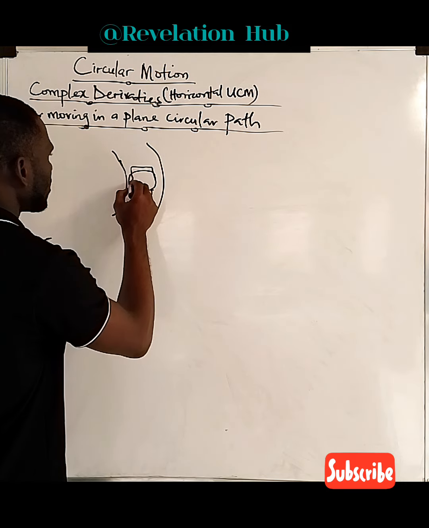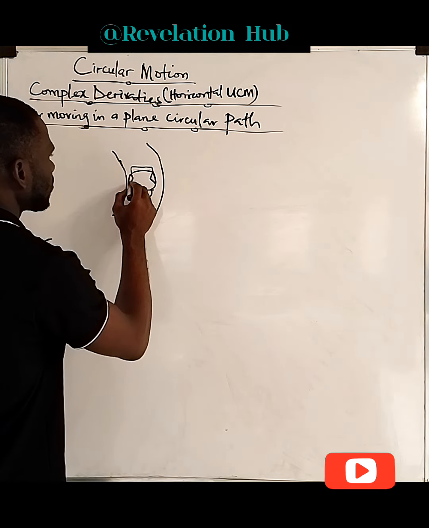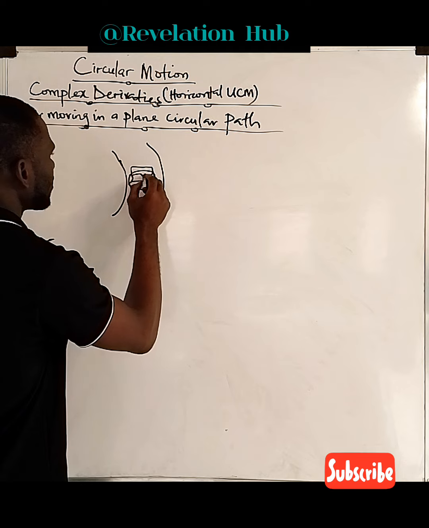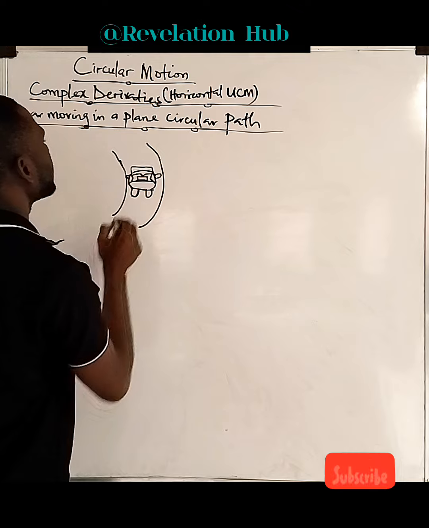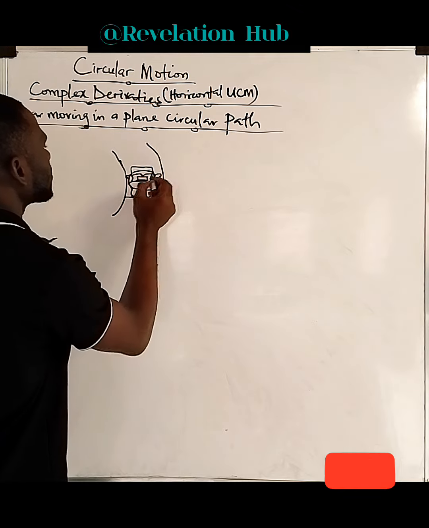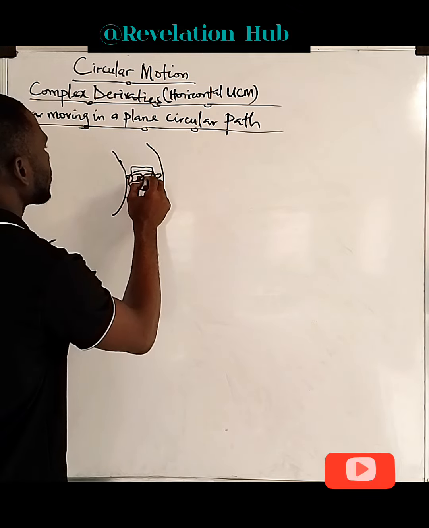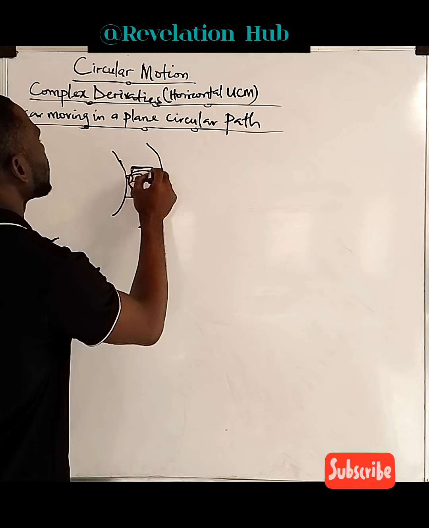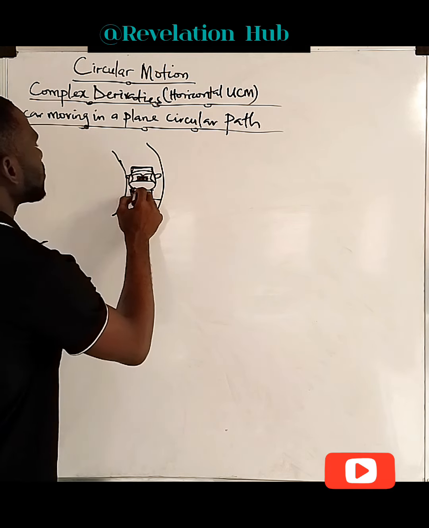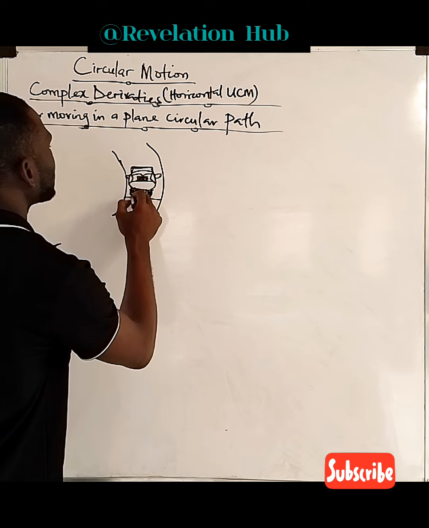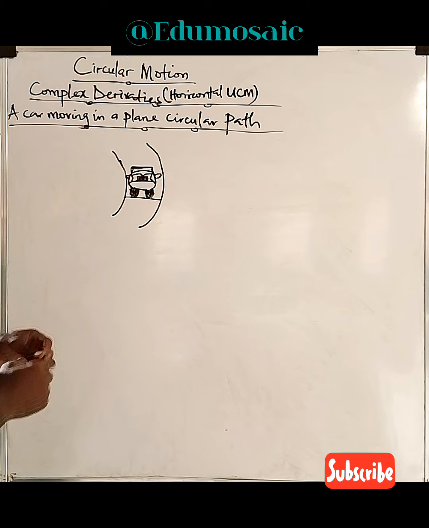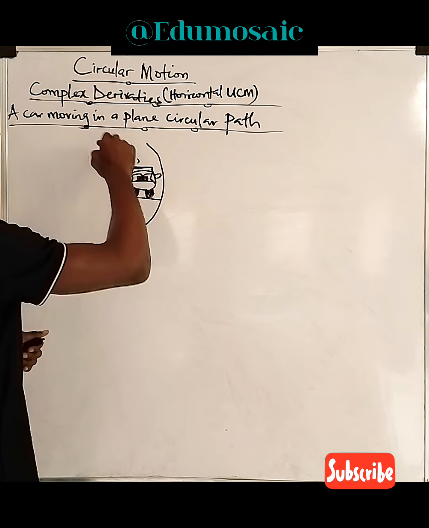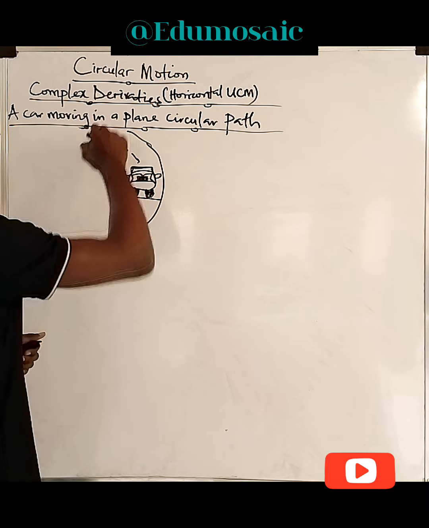So you have a car like this. You have the wheels of the car, the mirrors too. This is not a perfect diagram, just bear with me and try to use this to explain. So there's a car moving on this circular path. This is a circular path here. I have a car moving on the circular path.